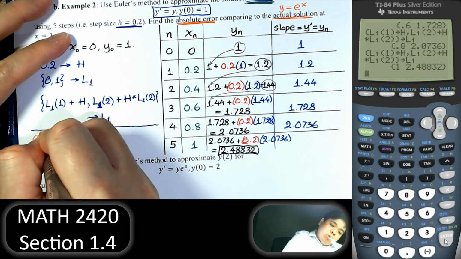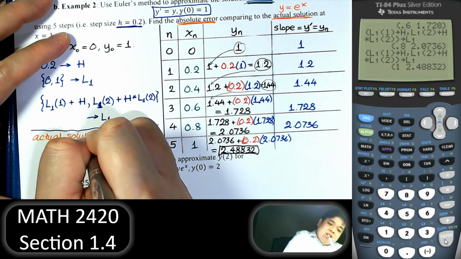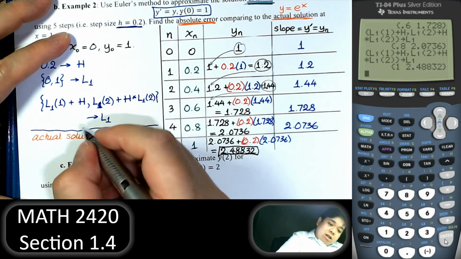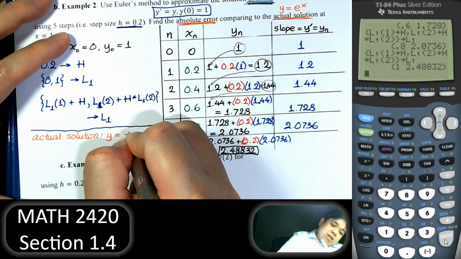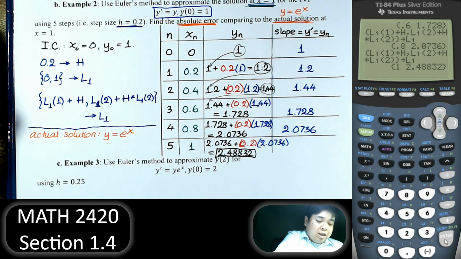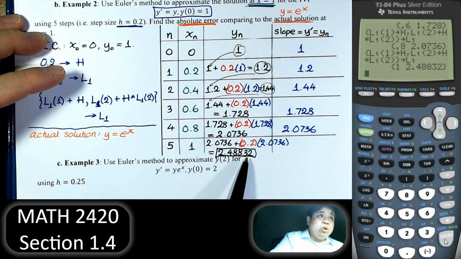So this is just a coincidence. We can see that the solution is y equal to e to the x. That's why I chose this problem. So e to the x. Now, estimate the error. The approximate value we know is 2.48832.